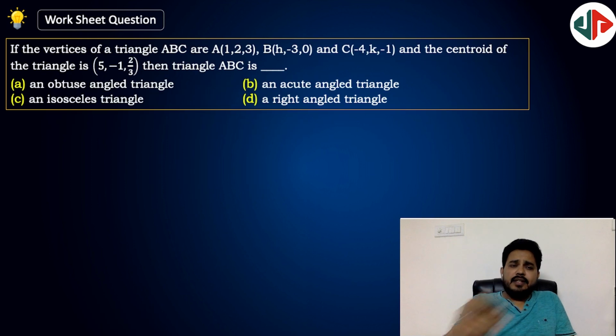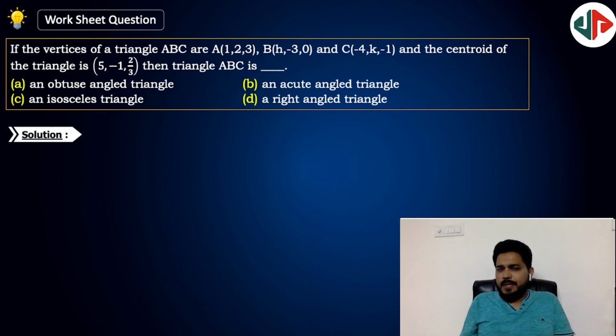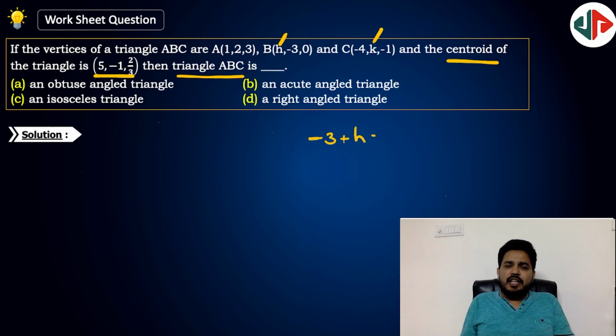Next question is, please read out the question. Centroid of the triangle is given. What type of triangle are they talking about? But here unknowns are there. So 1 plus h minus 4. So minus 3 plus h is equal to 15 because 3 times of this. So h is equal to 18.